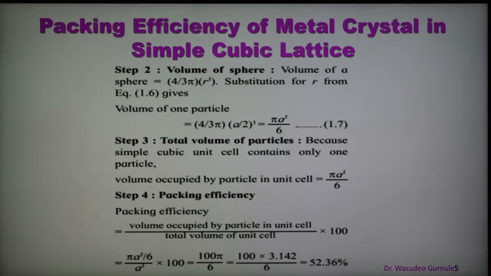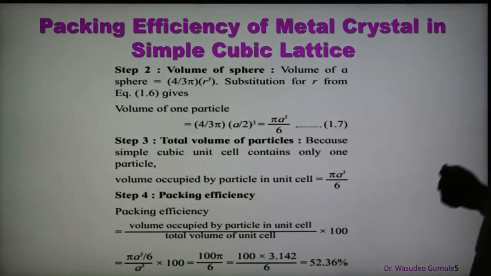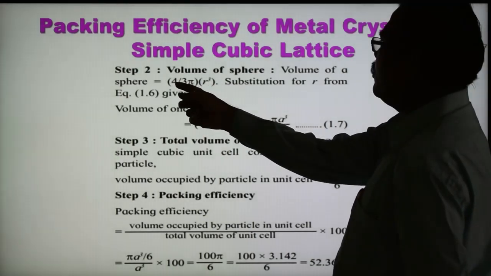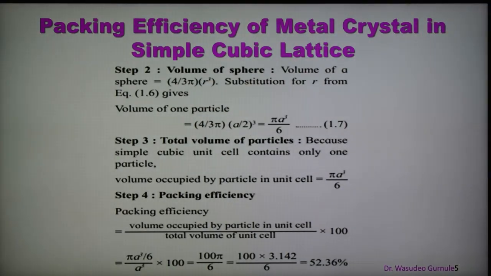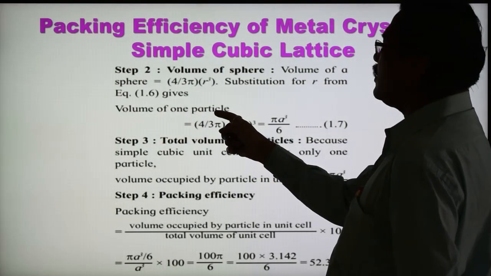Step 2 is the volume of the sphere. How to know the volume of the sphere? The volume of a sphere is given by the formula 4 upon 3 pi r cube. This is the formula to know the volume of the sphere. Substitute the value of r as we have seen, so the volume of one particle can be calculated.